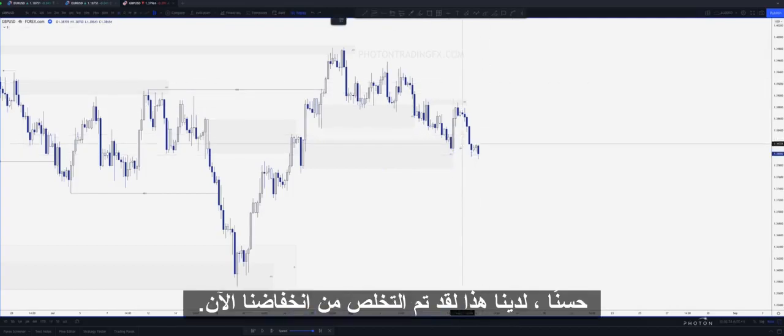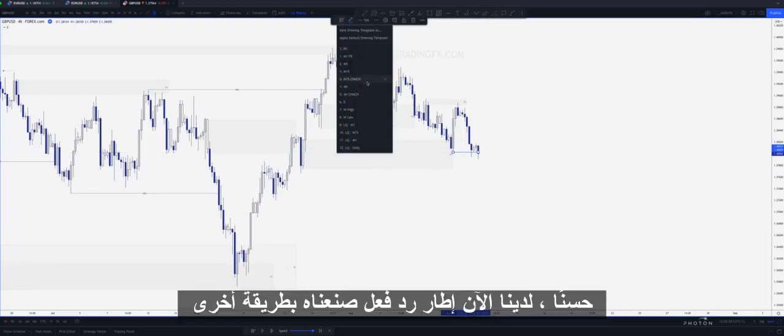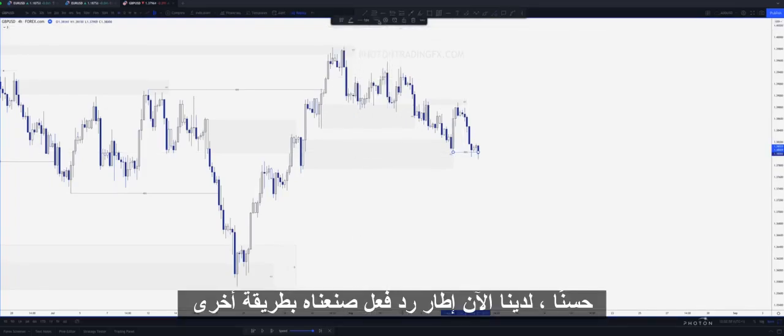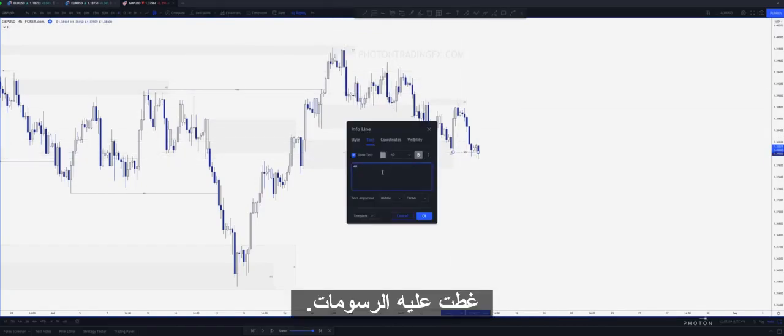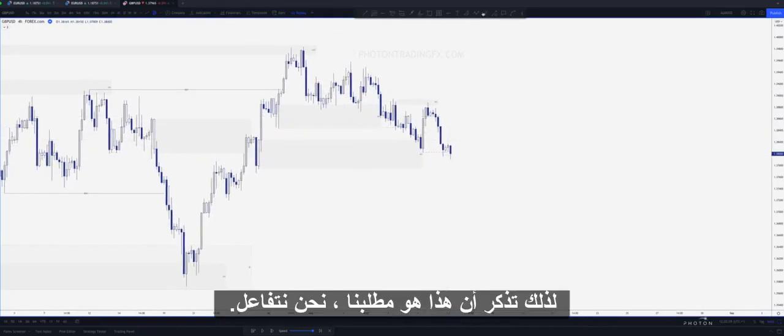Well, we have this 4-hour low has now been taken out, right? So we now have a reaction failure. Let me make this a dashed line, sorry. Get rid of those drawings. There we go. So remember, this is our demand.